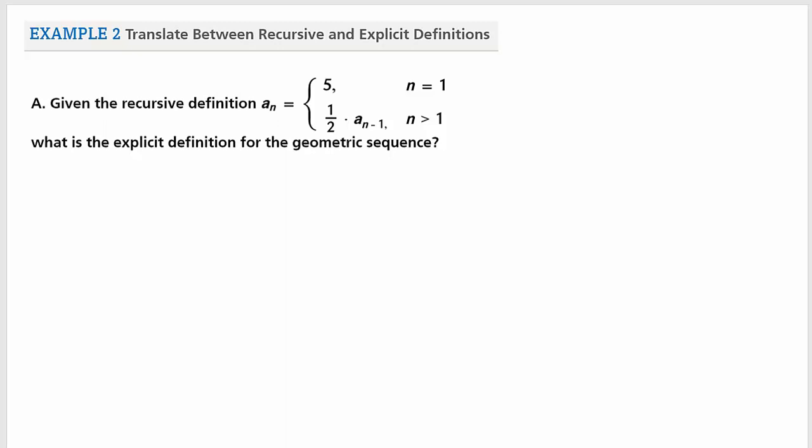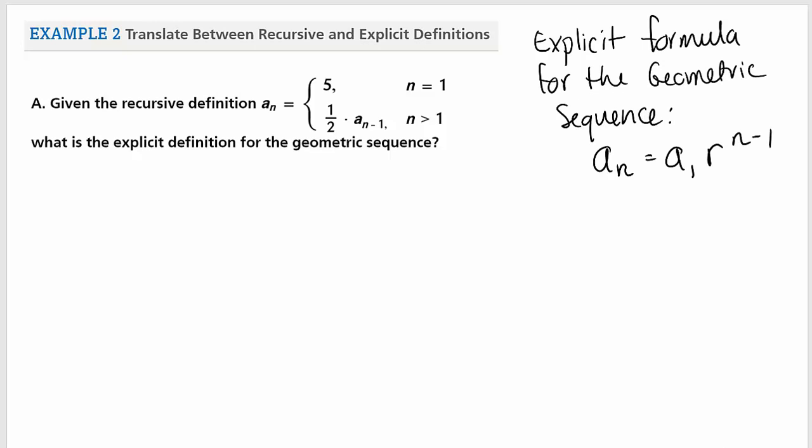The explicit means that we can come up with an equation that we can find the value for any term. So if we want to find the 22nd term, we sub in n is equal to 22. If we want to find the 4,000th term, we sub in n is equal to 4,000. So the explicit definition is more commonly used. You need a formula for your geometric sequence in the explicit form. So here is your formula.